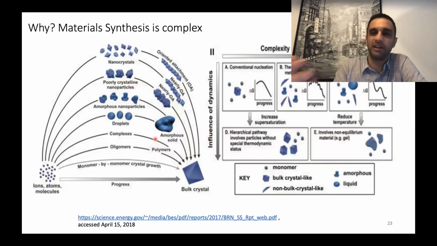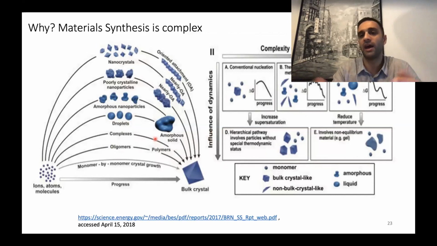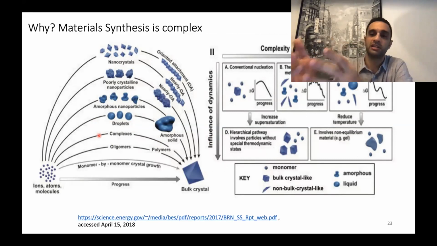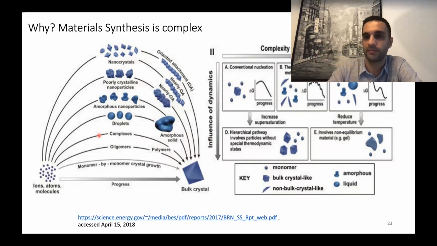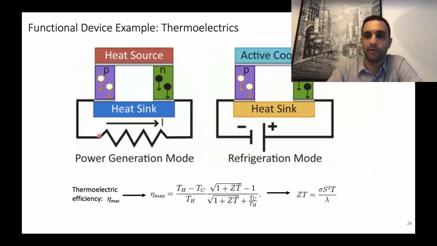And this is because material synthesis and materials problems are very, very complex. It is difficult to have a forward model that can predict exactly how you would get from constituent ions, atoms, or molecules into a bulk crystal, or even a system that functions as you want it to function, okay? So I'll give you an example from my background in thermoelectrics and how we are starting to use machine learning in this case. So the example I'll talk about is thermoelectrics.